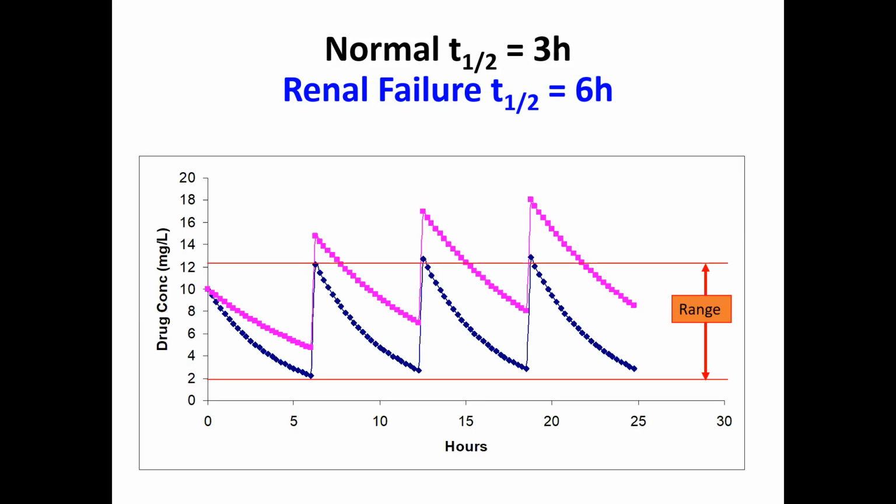Now the red curve indicates the comparison of renal failure patients with normal patients. Same dose, but half of the drug remained after the first half-life, and the second half-life. Second dose, elimination. Third dose, elimination, because the half-life has increased, the curve has changed now.